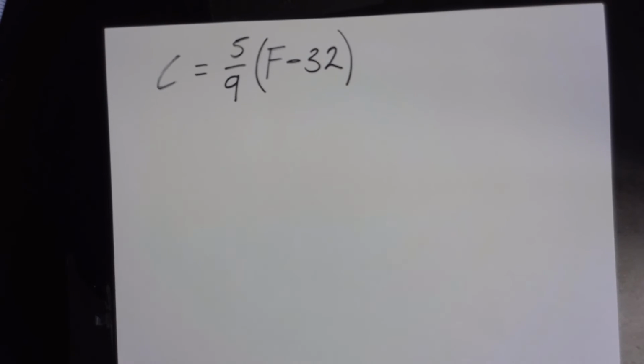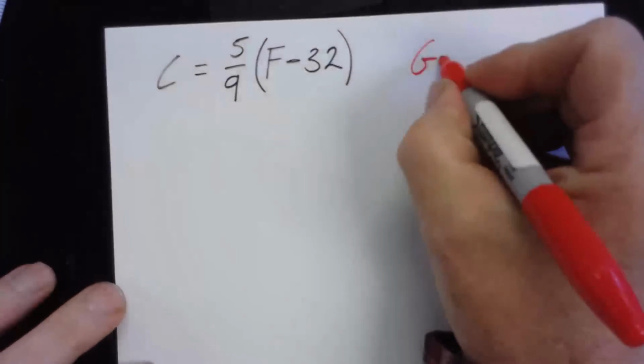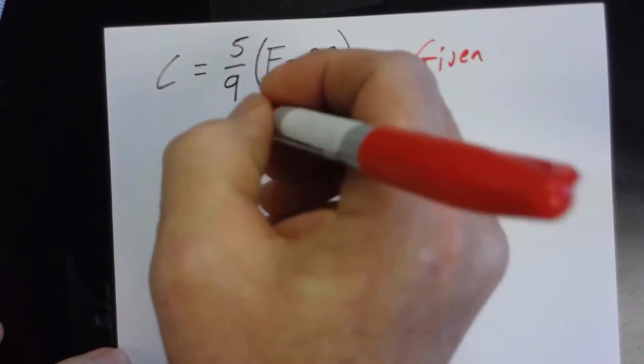How likely are you to see this on an SAT or ACT? Yeah? Okay. What's the first step? Okay, get rid of the parentheses. Now watch how I do this. Oh wait, given. Watch how I do this.